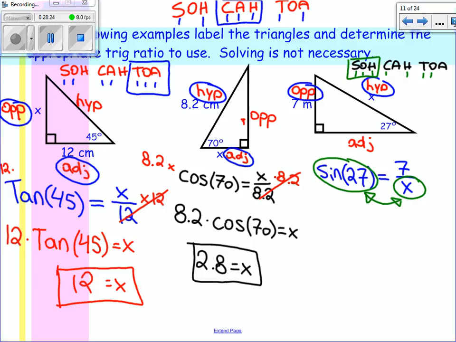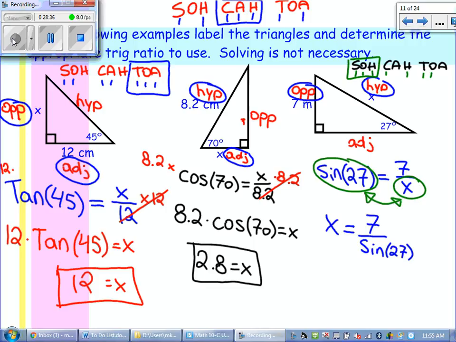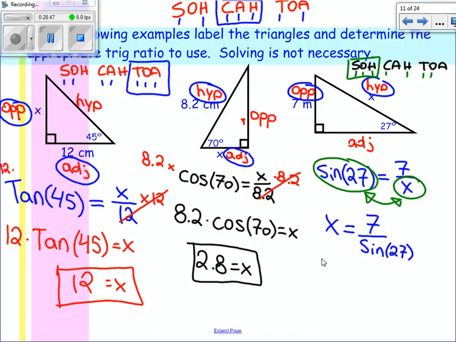So we switch spots if x is on the bottom. Then you put that thing in your calculator. So 7 divided by sine of 27. Has anybody done that? What did you get? Okay, when x is on the bottom, that's a different scenario, and that's to swap spots. Tomorrow we're going to finish this, and then you're going to do a bunch of practice.